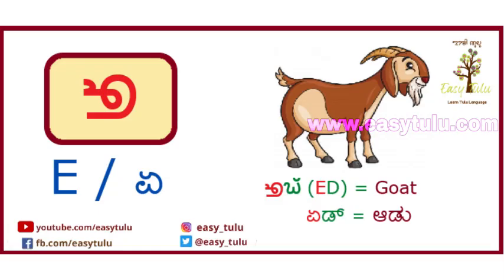Next one is A. This is the long A sound. Example, Aidu means goat. Adu in Kannada. Let us see how it is written.